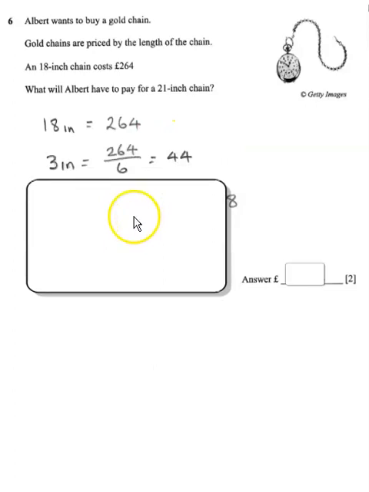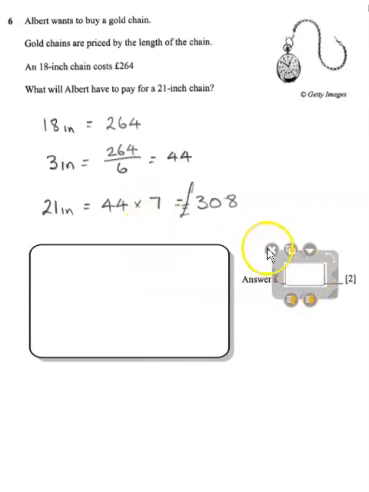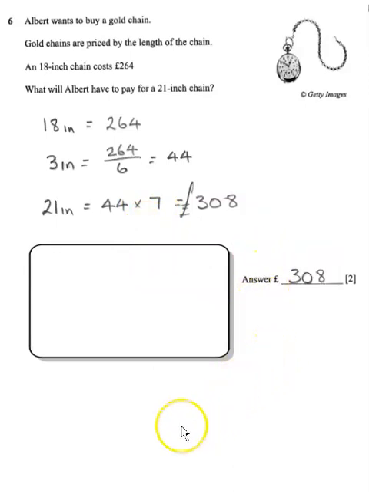Next I've done is 3 inches. So I've divided that by 6, and that gave us £44 for 3 inches of chain. And then we work out what 21 inches of chain is. I've multiplied that by 7. So we do that to the other side. So 44 times 7 is £308. So the final answer there is £308.